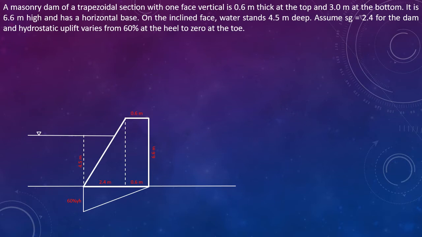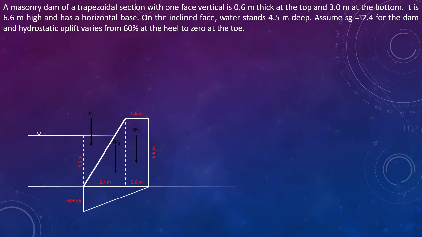We need to identify the different forces acting on the dam. For vertical forces, we have the weight of the dam. For the weight of the dam, we're going to subdivide the trapezoid into a rectangle and a triangle. For the weight of the rectangle, we have weight 1. For the triangle, weight 2. We also have the weight of water on the upstream side, Fv, or the vertical component of hydrostatic force.